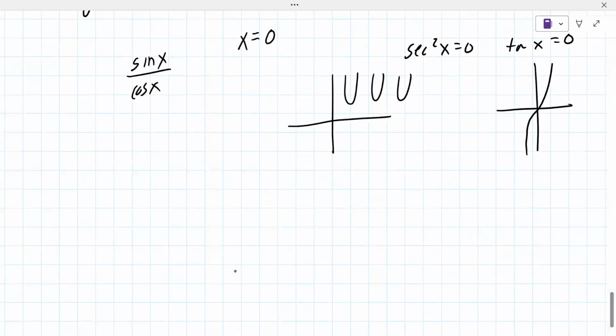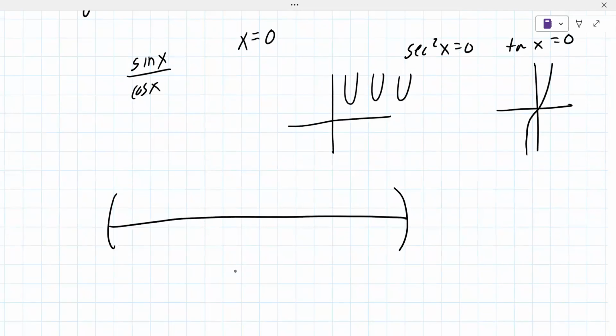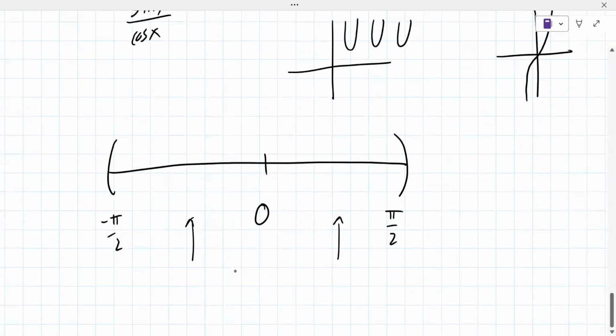So your number line this time is from minus pi over 2 to pi over 2. It's not forever. And then 0 is the possible point. It's not a critical point, it's a possible inflection point. This is where it gets really hard, because you have to be able to test points in here. So the most reasonable ones are pi over 4 and minus pi over 4.